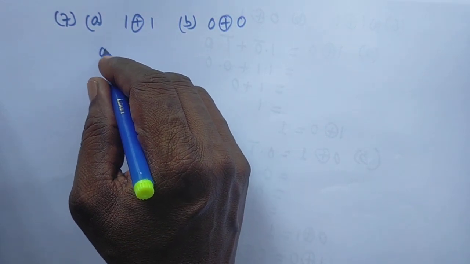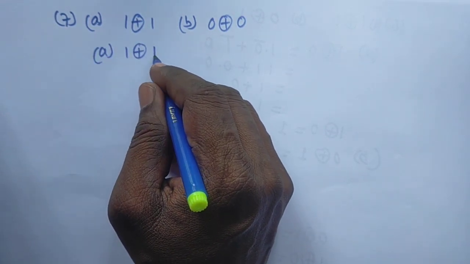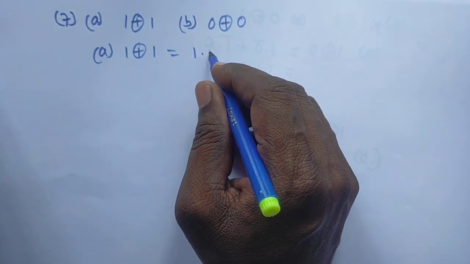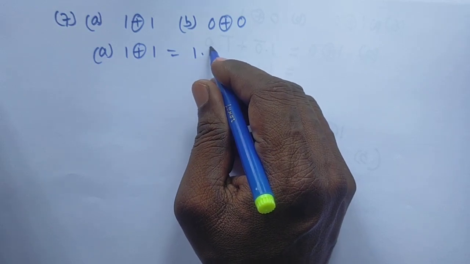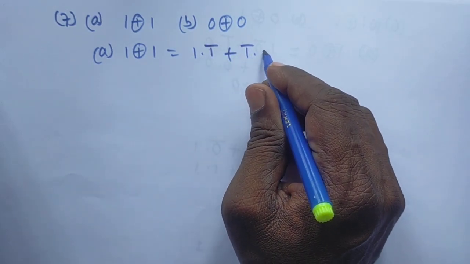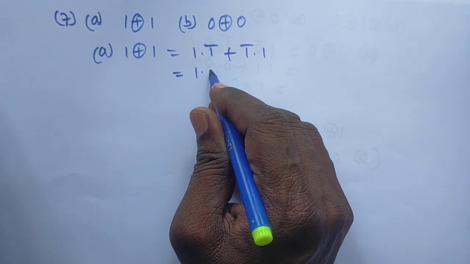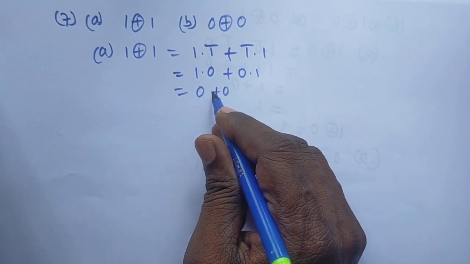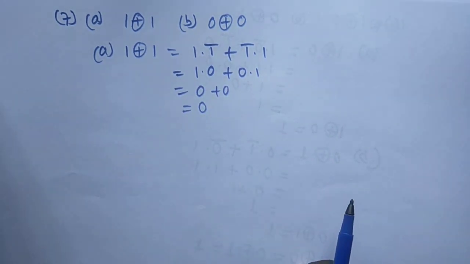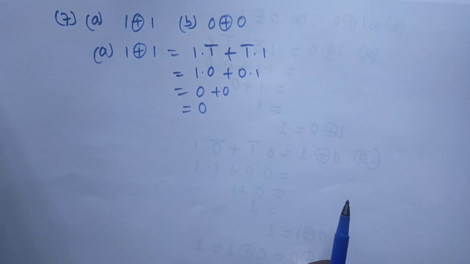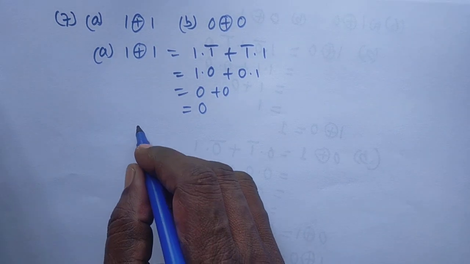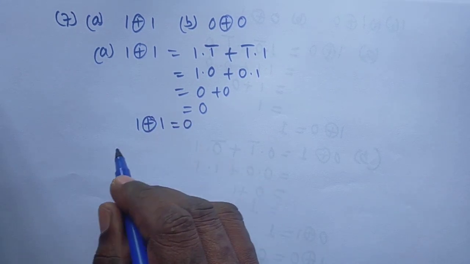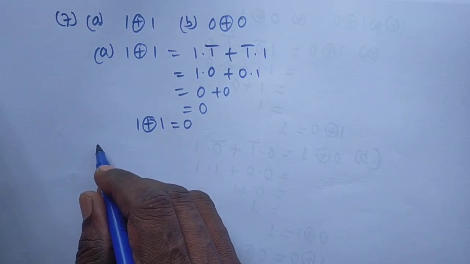So first case, 1 XOR with 1, what do you get? 1 dot 1 complement plus 1 complement dot 1, that is 1 dot 0 plus 0 dot 1, that is 0 plus 0, that will be 0. That means 1 XOR with 1 will be 0. So the first case we can prove.